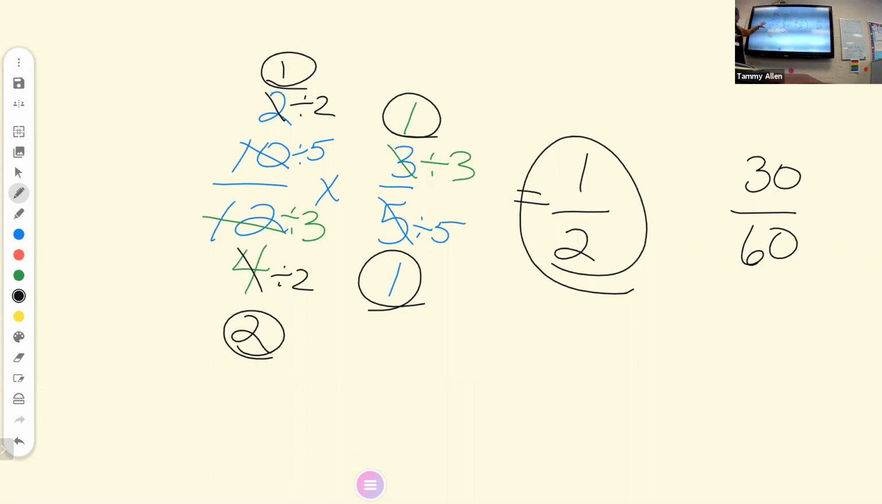So when we do our canceling here, we're using smaller numbers. We're getting rid of having to work with bigger numbers. 30 over 60 isn't real hard to work with because there's zeros at the end. But there are not always going to be zeros at the end. Our numbers get pretty large. Okay?